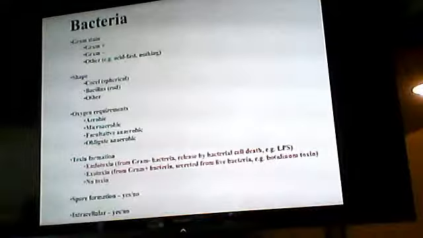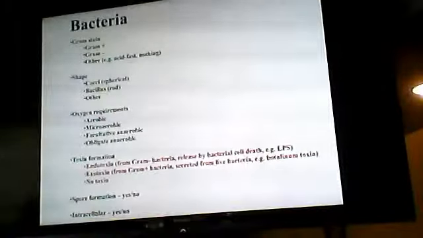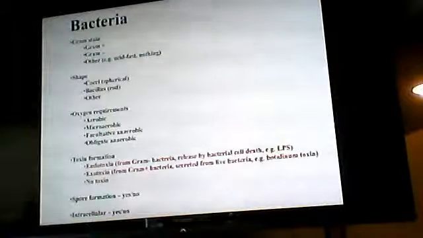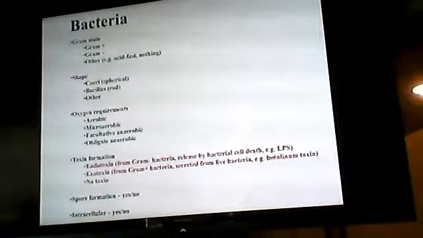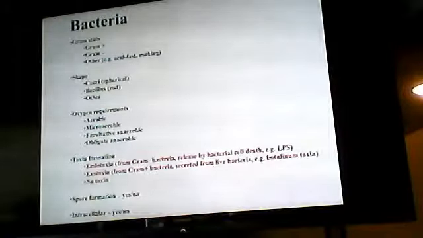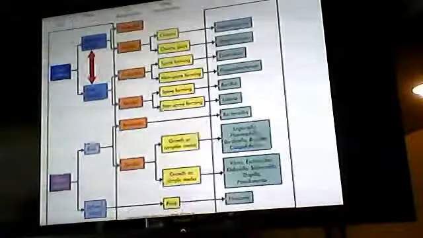Toxin formation: endotoxins are from gram-negative bacteria. Typically gram-negative bacteria are the ones where you get more difficult diseases because of these toxins, which are released from cellular death. Exotoxins, on the other hand, are from gram-positive bacteria, and they are secreted from live bacteria. An example would be botulinum toxin. You can also have spore formation, or they can be intracellular, meaning they infect the cell, versus extracellular, just in your bloodstream.